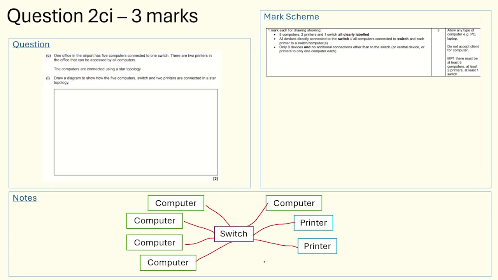So if you were to put a server in here, then you wouldn't actually get that 3rd mark because it's asking for just 8 devices and no additional connections. So we need to make sure that that server isn't in there at all.